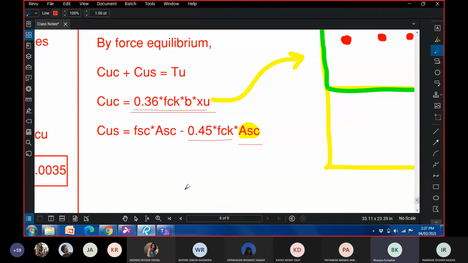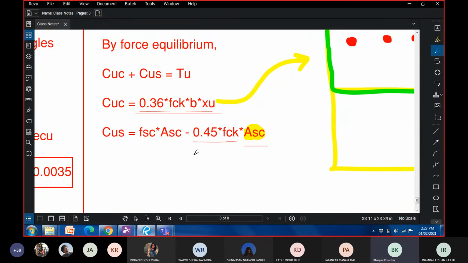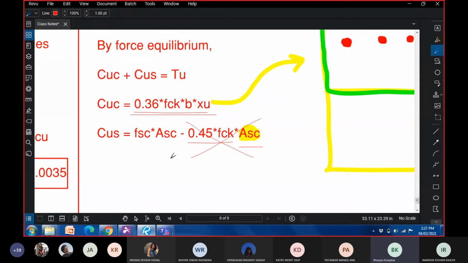Okay, if we want to keep it simple, we can just get rid of this. It won't make a lot of difference in calculations, because the area is very small; 0.45 FCK times a small area is not going to make a lot of difference. So I leave it up to you. Do you want to do the exact calculations or do you want to get rid of this and make an approximation? Do you want me to explain it again and after that you want to give an answer?